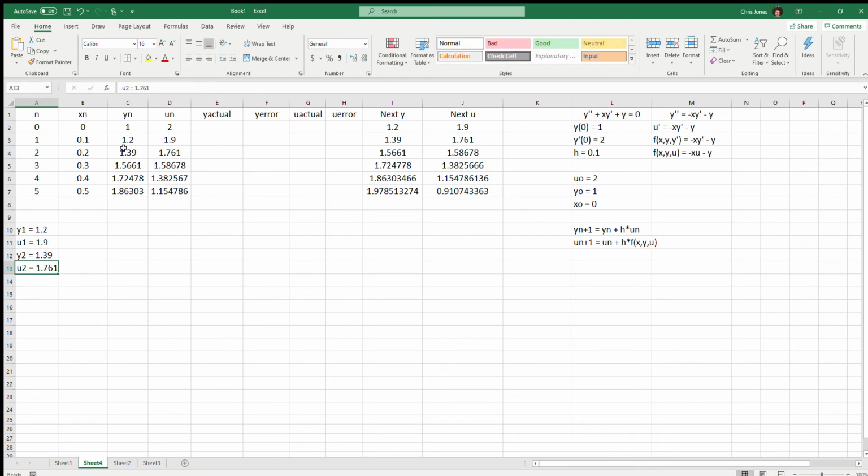And I want you to notice that 1.9 and 1.2 are u1 and y1 respectively, and then 1.39 and 1.761 are y2 and u2 respectively as well. Generally, if you do it by hand, you get the first two iterations, and you do it by computer, and you get the first two iterations to be the same. Usually your algorithms are correct, and that's why we have both of them.